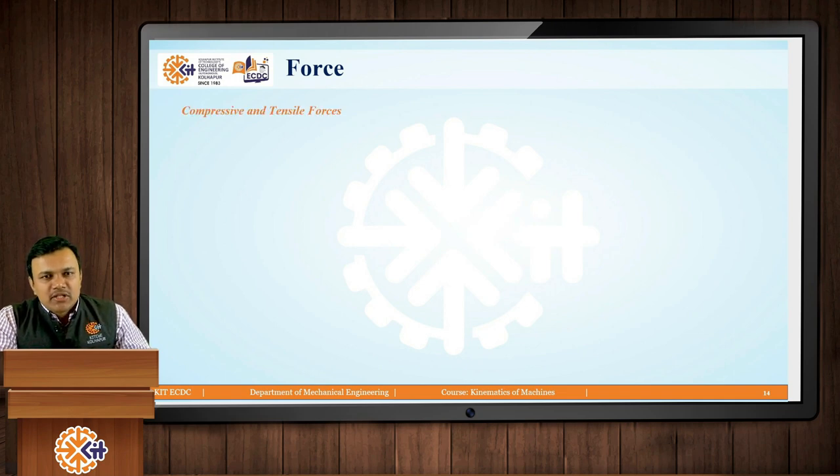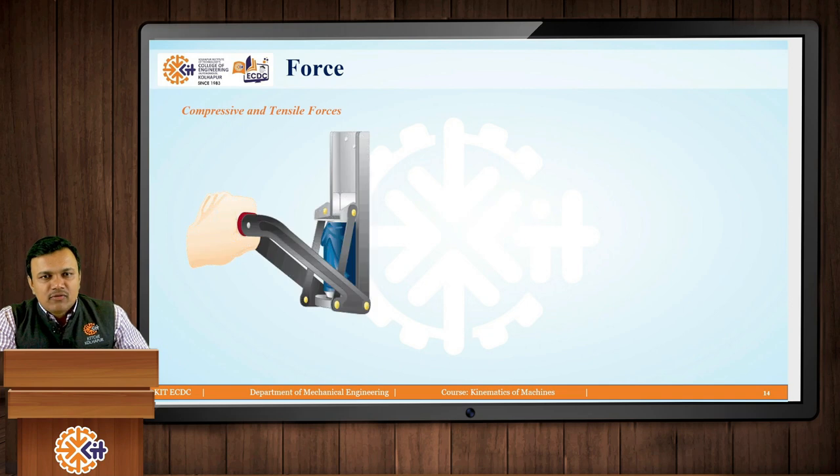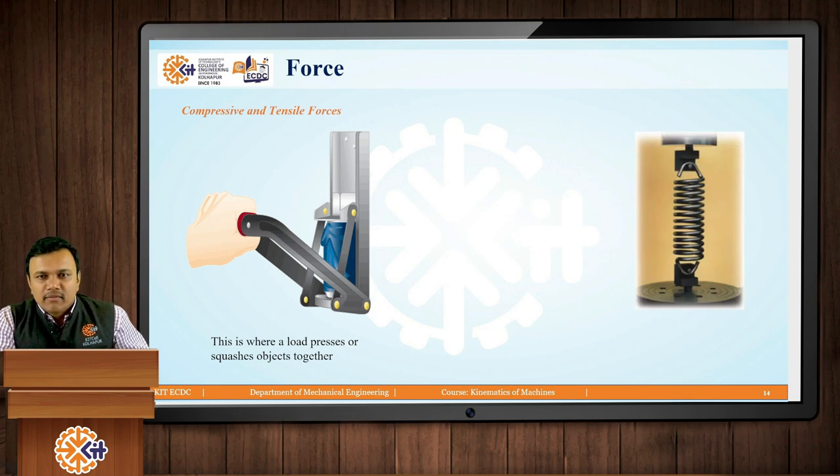Again, some examples of compressive and tensile forces. For a compressive force, you can see with the help of that lever, you are squeezing the objects which are inside that load frame. Another example is a spring, which can be compressed or can be under tension. With the help of tensile force, it is going to get elongated. It can also be compressed.